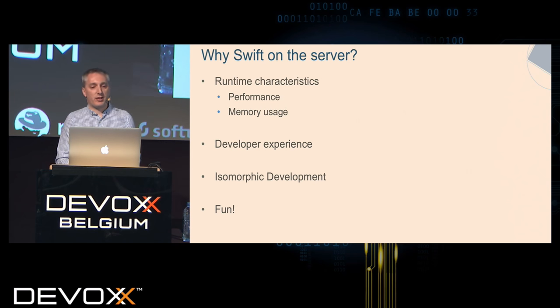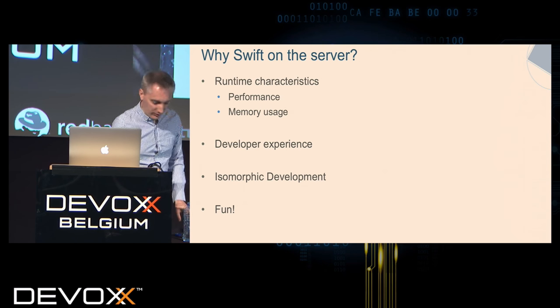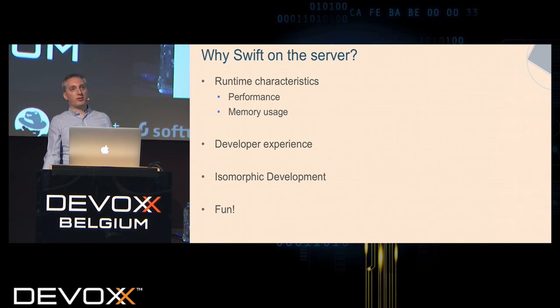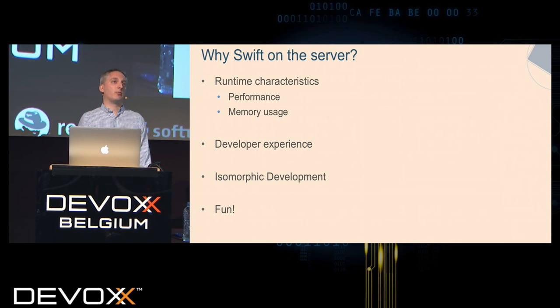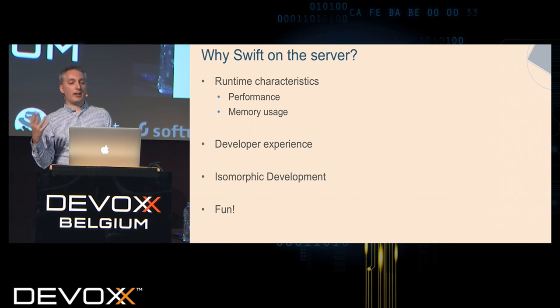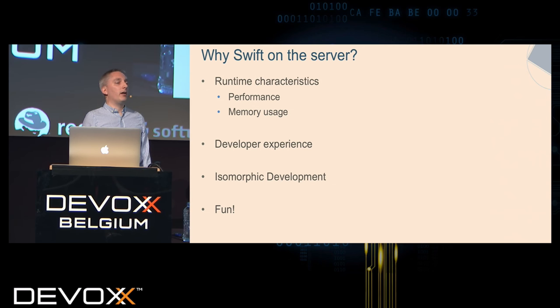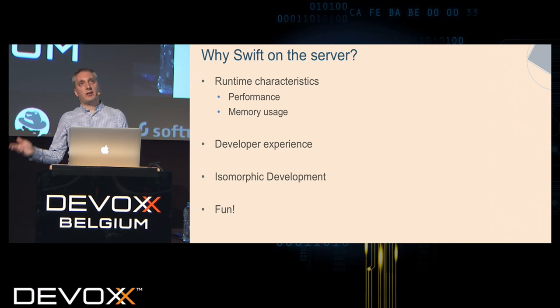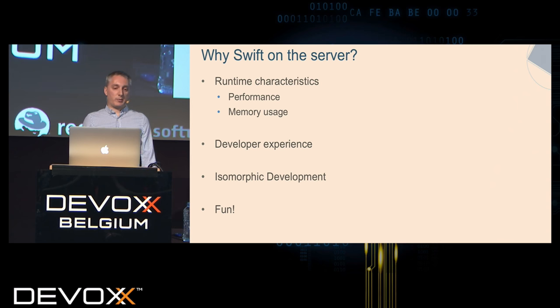Let's move on and talk about Swift on the server side, which is a really interesting topic. We've spoken so far about some of the runtime characteristics of Swift. We spoke a bit about the performance, how it has low memory usage. All of this makes Swift a good fit for the server side as well, combined with a good developer experience. And doing that enables something called isomorphic development, which I'll talk a bit more about in the next slide. It's also fun to work on something new. It kind of feels a bit like back in the old days when you're in Java and nothing worked yet.